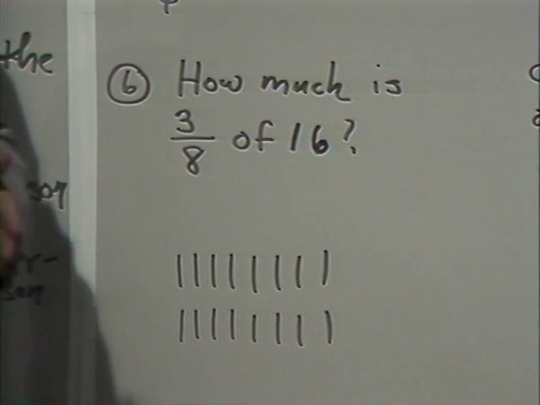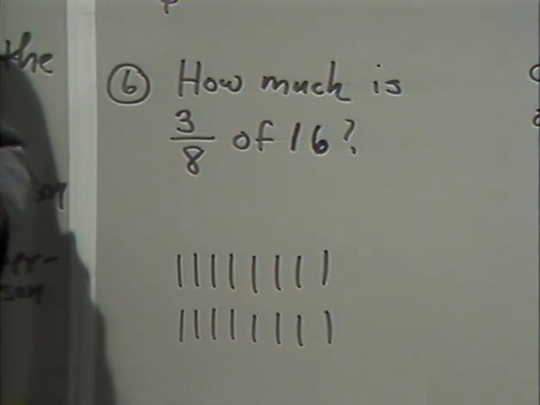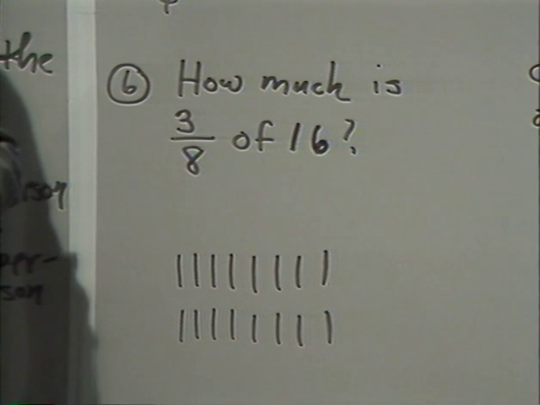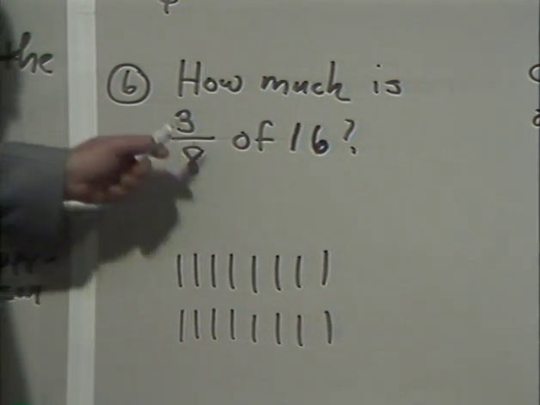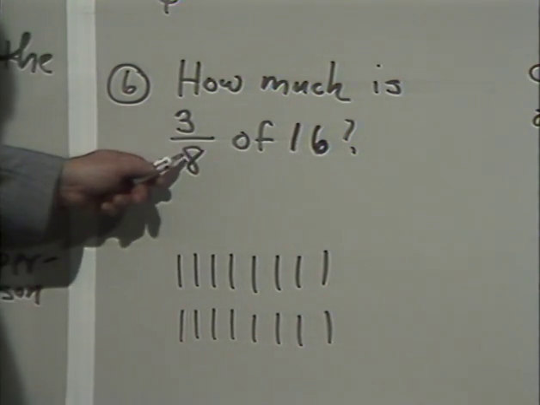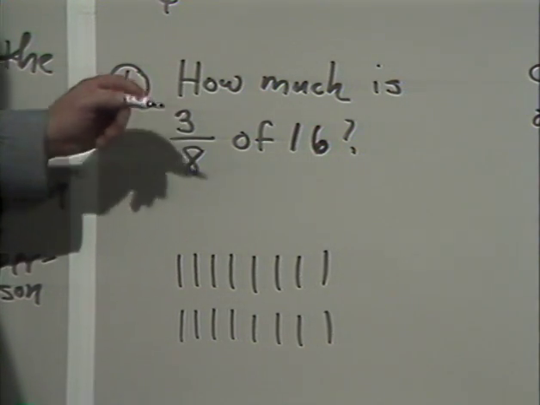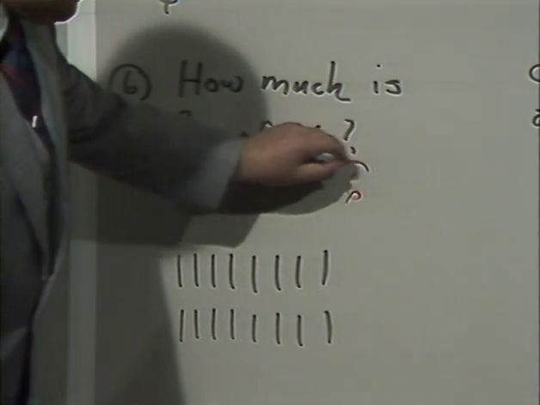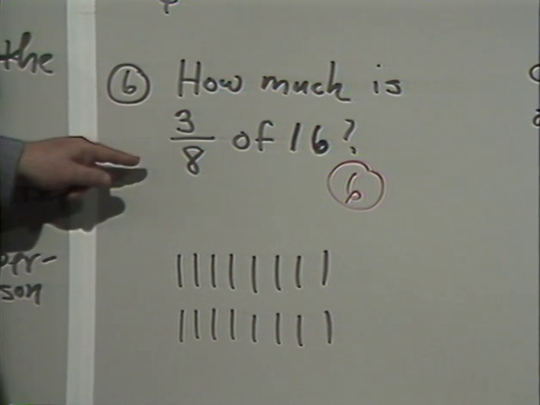And by the way, we don't have to keep dealing with 2/5. Suppose I said, how much is 3/8 of 16? Let's try something like that, 3/8 of 16. See, 16 divided by 8 is 2. 2 times 3 is 6. The answer is 6. Let's see if we can visualize why that's the answer.